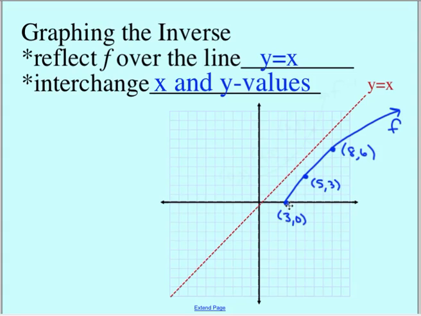Now you notice I don't have its equation. All I'm going to do is interchange the x and the y. So (3, 0) becomes (0, 3). (5, 3) becomes (3, 5). And (8, 6) becomes (6, 8). And then when I connect them all together, you'll see that it's a reflection over the line y equals x.